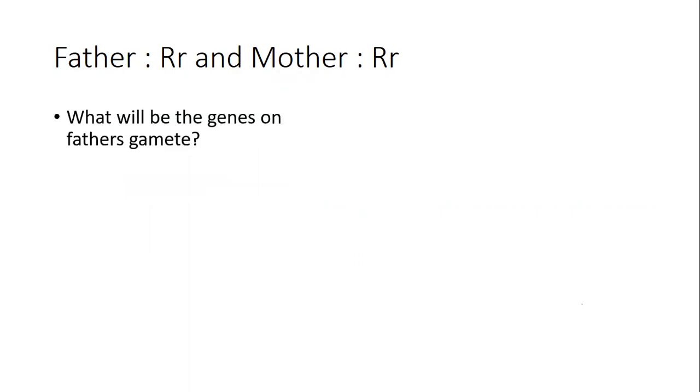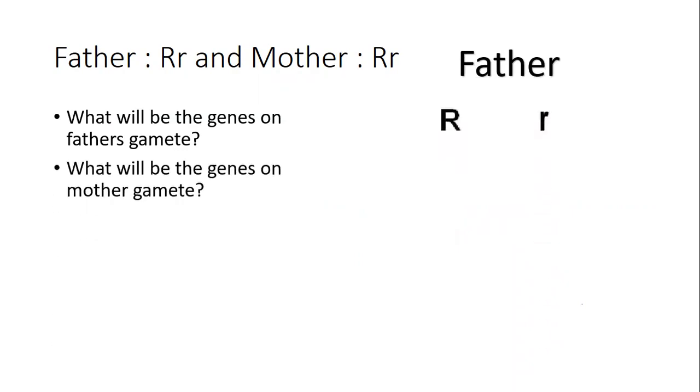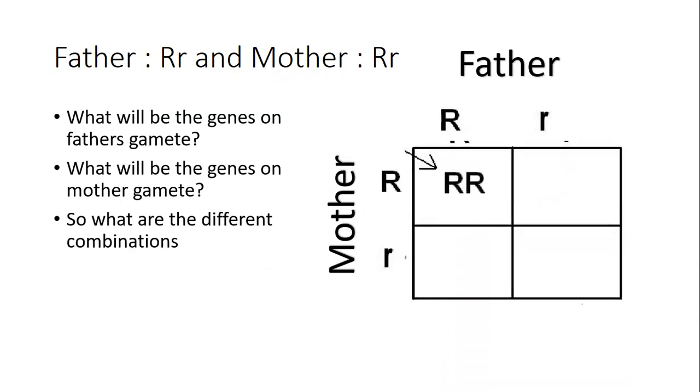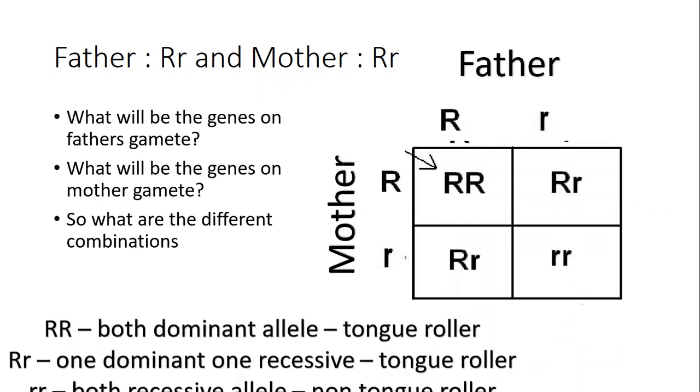So what will be the genes on the father's gamete? The father's will be capital R, small r. What will be the genes on the mother's gamete? Mother also will give one capital R, one small r. So what are the different combinations? Let's see: capital R capital R, capital R small r, capital R small r, and small r small r.